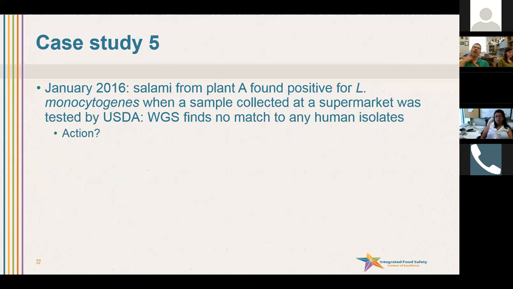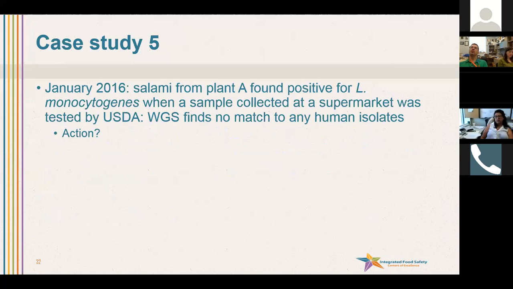What action would that company that makes this salami, so plant A, because their plant code is on that package, have to take? Not a trick question. Someone want to humor me with an answer here? What would have to happen for that? What does plant A have to do as an action based on this finding? Recall, exactly. Recall.